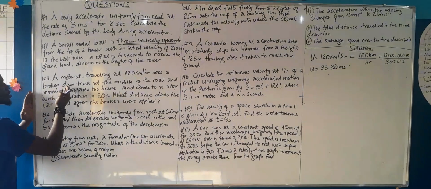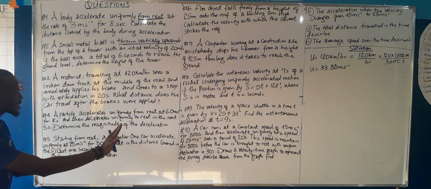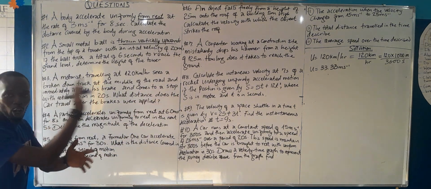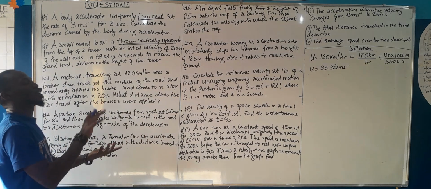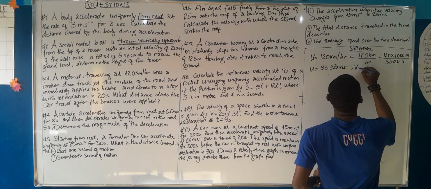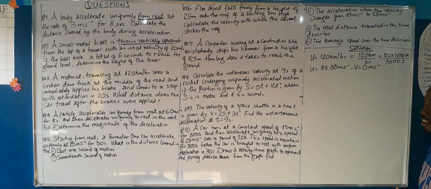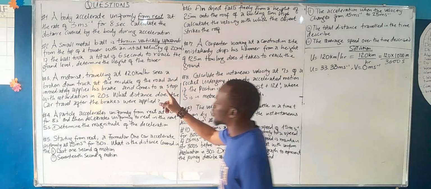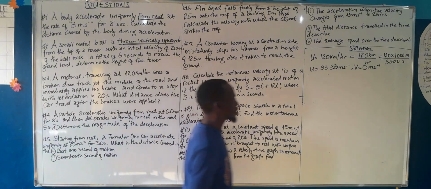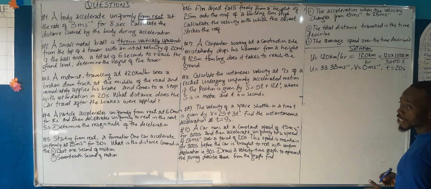The motorist sees a broken down truck in the middle of the road and immediately applies the brake and comes to a stop. Comes to a stop is the same thing as comes to rest. It means V is equal to 0 meters per second. Very interesting. To stop with retardation in 20 seconds. Time is 20 seconds. But let's talk about that retardation.